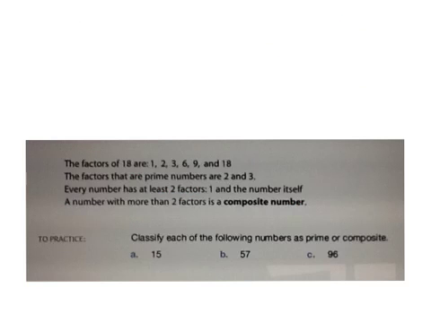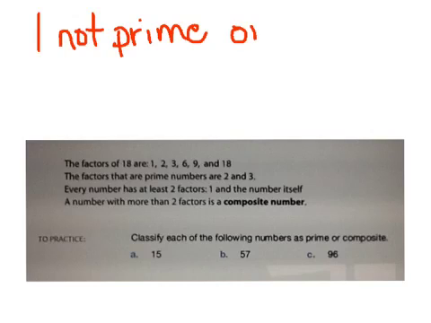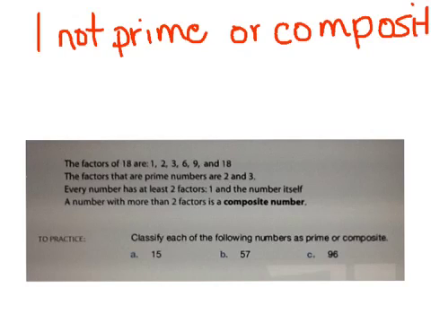A few special numbers to note. 1 is not prime and it is not composite. It's what we call a special number. It does not have 2 factors. It only has 1 factor, 1 and itself, which is 1. So it really only has 1 factor, which makes it not prime, not composite. 0 is also not prime or composite. They're 2 numbers that would be considered special.